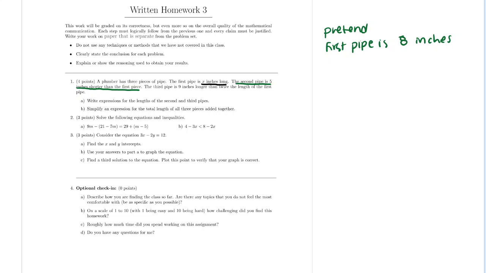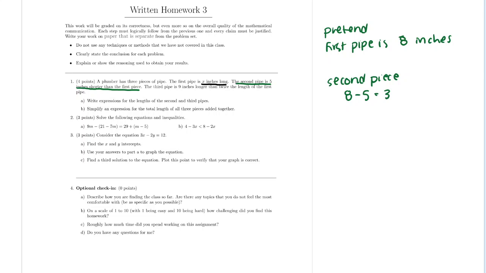So if the first pipe is 8 inches long, what would you say the second pipe's length is? Well, it says the second pipe is 5 inches shorter than the first piece. What would 5 inches shorter than 8 inches be? If the first piece was 8 inches, well, 8 minus 5 is equal to 3. The second piece would be 3 inches long, right? 5 inches shorter than the first piece.